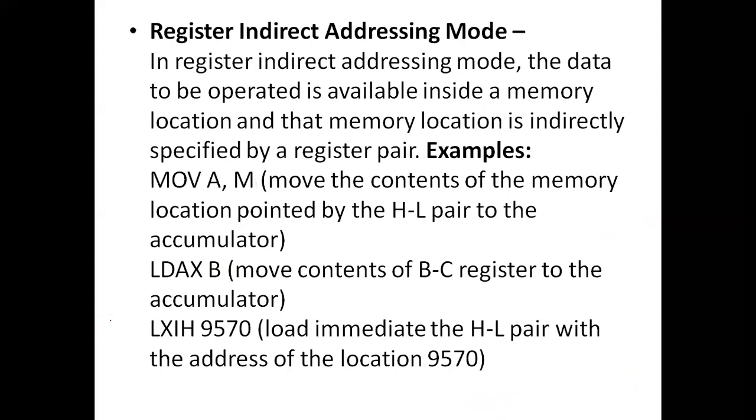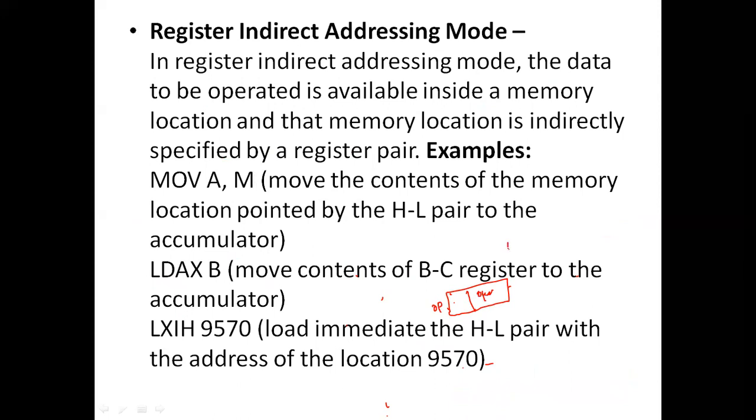And next one is the register indirect addressing mode. Previously we have seen register direct. Register direct means we are directly going to give the registers over there. Here in this addressing mode, the data to be operated is available inside a memory location, and that memory location is indirectly specified by a register pair. So here, I'll show you. This is an opcode. This is an operand.